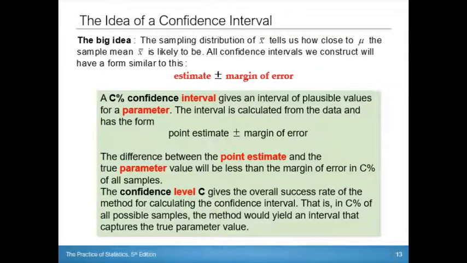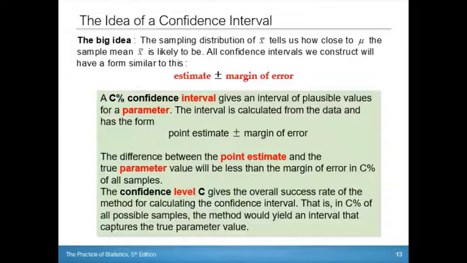The C% confidence interval just gives us an interval of plausible values for a particular parameter. Again, we're dealing with x bars, so for the parameter mu. So point estimate plus or minus the margin of error. So the difference between the point estimate and the true parameter should be less than the margin of error in C% of the samples. So that means in 95%, if we're using a 95% confidence level. So that just means that in 95% of the time, the interval will have captured that true parameter.